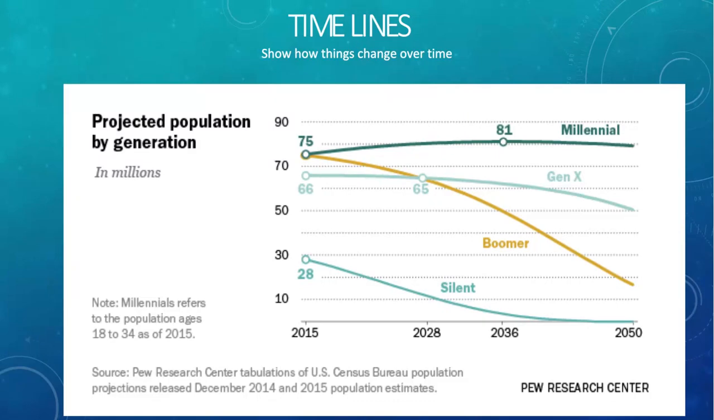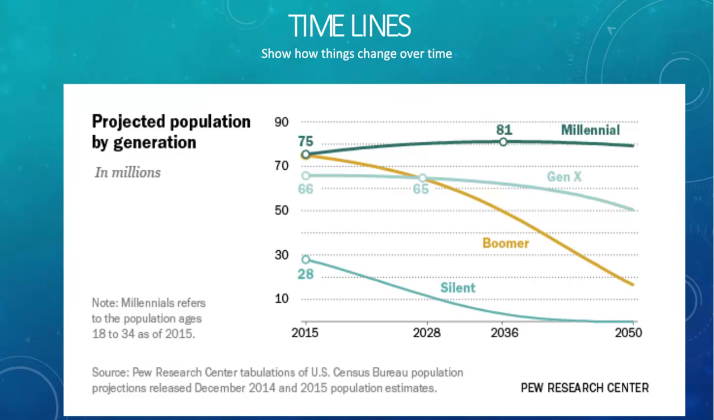Timelines are also really helpful for showing change over time, obviously. This is an interesting one, and I've got just a couple of these looking at the populations of generations over time. Here are projected populations from 2015 to 2050. It shows you the proportion of the generations alive at any point in time.